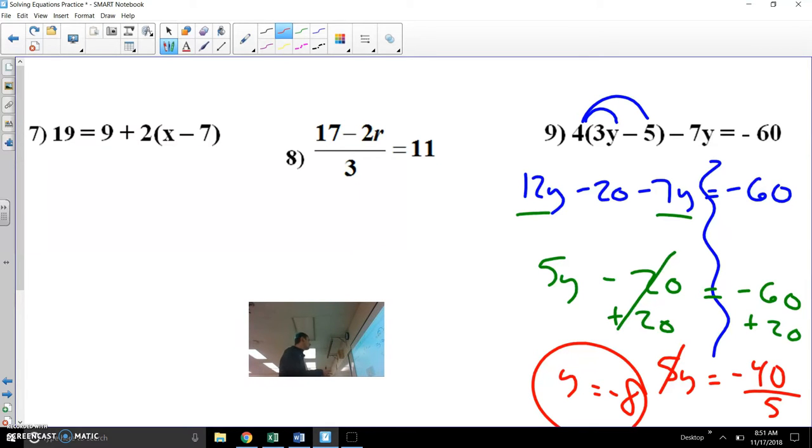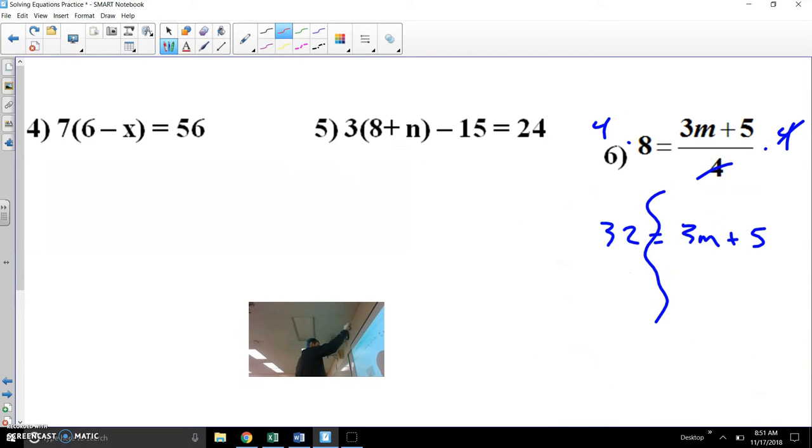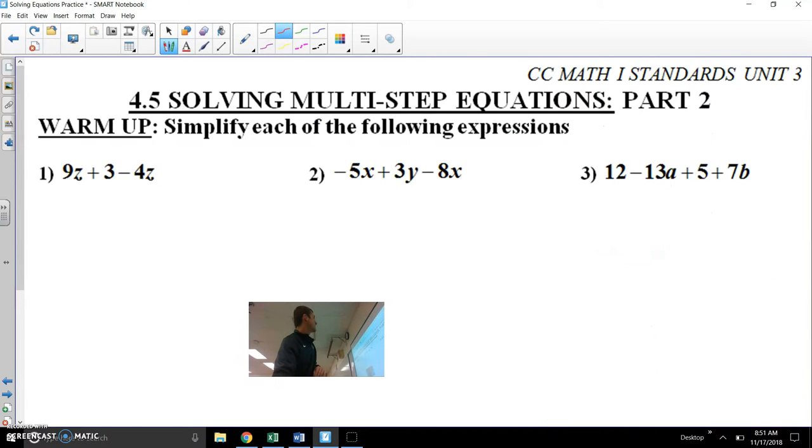So use that example to do number 7 if you need to. Number 8 is very similar to what we just did in number 6. So study examples that we've already talked about that look similar and see if you can backtrack through the process.